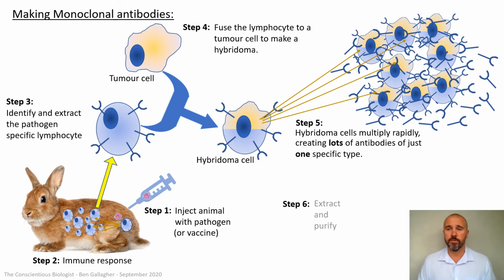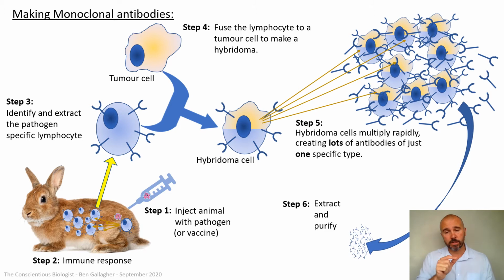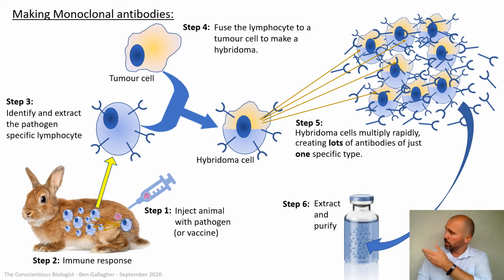So all you need to do as the final step is extract all the antibodies, purify them, and bottle them and package them up. So what I've got in this vial beside me now is a liquid that would just contain billions of the specific antibodies for the pathogen that we originally gave to the rabbit over there. That's what monoclonal antibodies are. Loads and loads of copies of one type of antibody specific to one pathogen. Take a screenshot of this because this is the really important bit from this presentation.